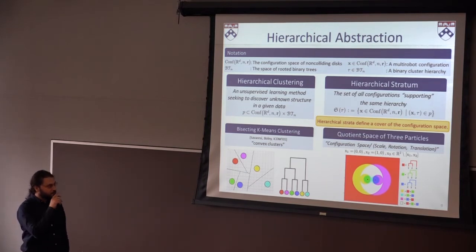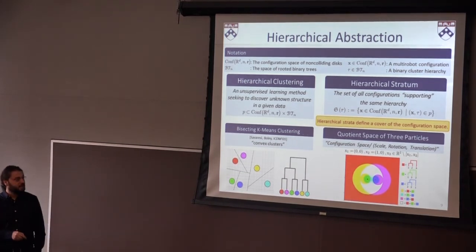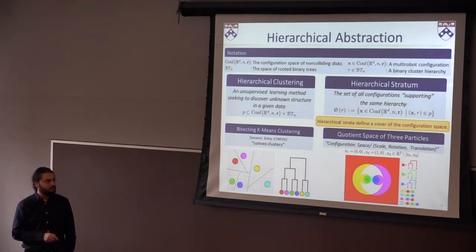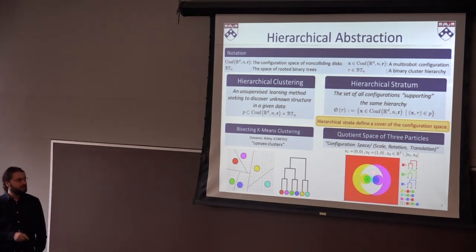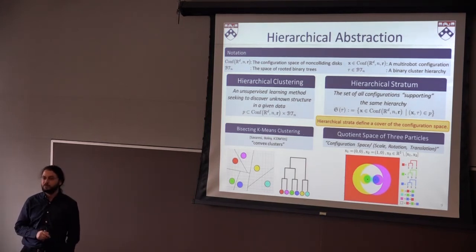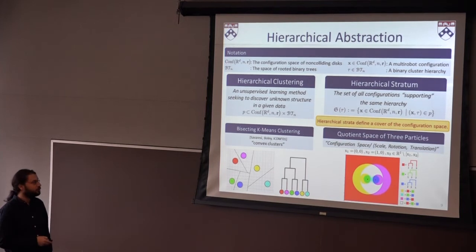But here I will give a quotient space for three particles on a plane. You can think about the first agent located at the origin, the second one on the horizontal line, 1 unit away, and the third agent can be any other place. Depending on the third agent's location, you have different clustering structures. If the third agent is far away, for example in the red region, you only have one clustering hierarchy. But if it moves closer to the other agents, you start to see other clustering models. For example, in the white region, you can use any clustering hierarchy to model your configuration. And these will be some kind of transition points we will use later.